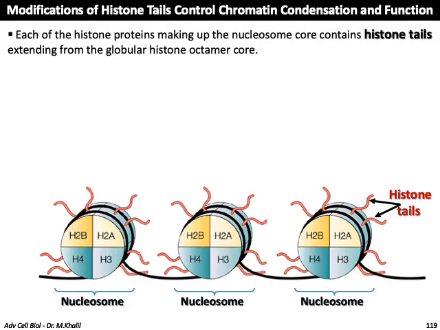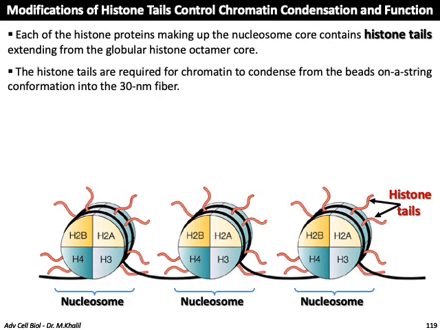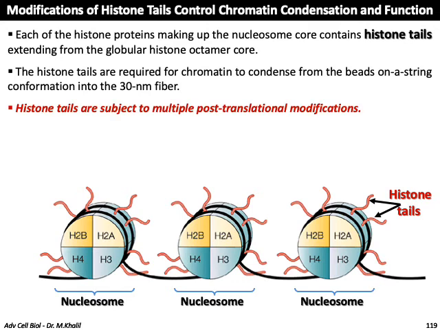The next example of post-translational modification is the modification of histone tails. This is an important modification because it controls chromatin condensation and function. You can see each of the histone proteins making up the nucleosome core contains histone tails, as you can see from the figure, extending from the globular histone octamer core. The histone tails are required for chromatin to condense from the beads-on-a-string formation into the 30 nanometer fiber. Histone tails are subject to multiple post-translational modifications.